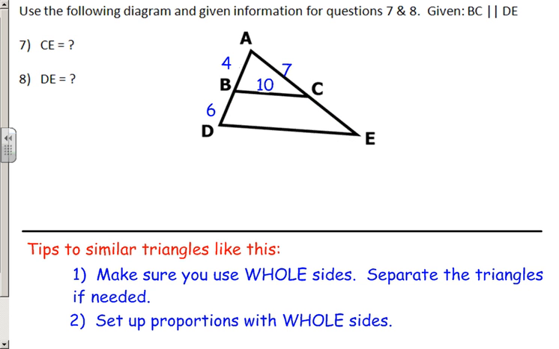So I need to find two things. I need to find CE, which I'll call X, because that's the first thing I wanted to find, and I need to find DE, which I'll call Y. So those are basically what I'm looking for, X and Y. So my tip is I'm going to separate these triangles, okay? And with the smartboard, this is really easy, but you could just as easily draw it on your paper.